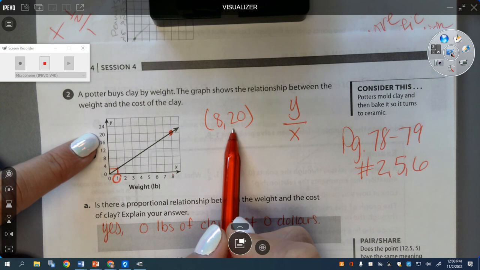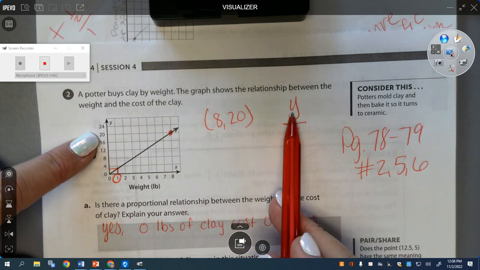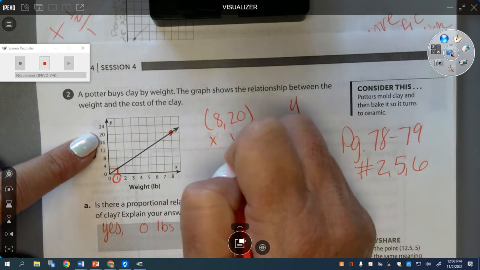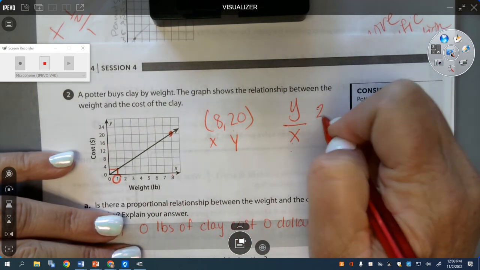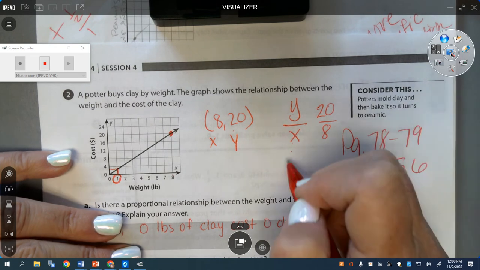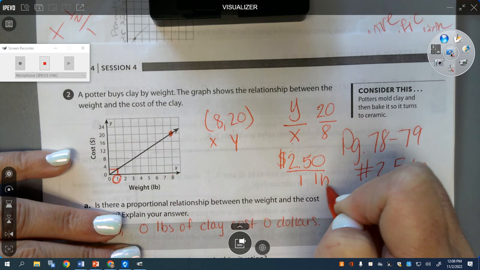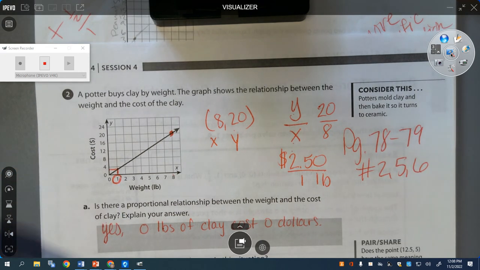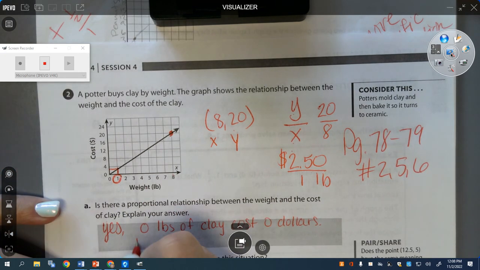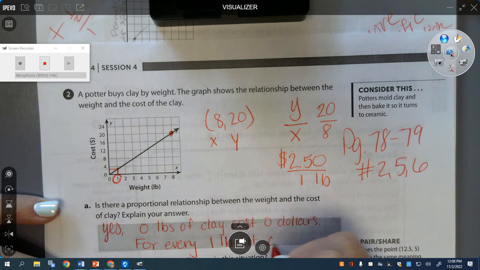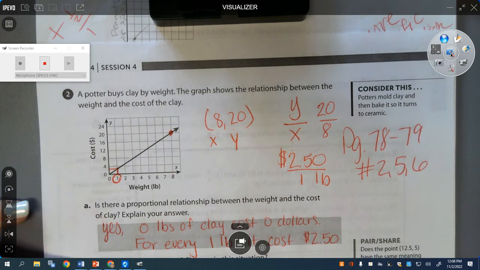Now, if you remember, how do you find the constant? Y divided by x. So if this is our x value and this is our y value, it's 20 divided by 8, which comes out to be $2.50 for 1 pound. So that's the next thing that has to be told. For every 1 pound of clay, it costs $2.50. Done. Okay?